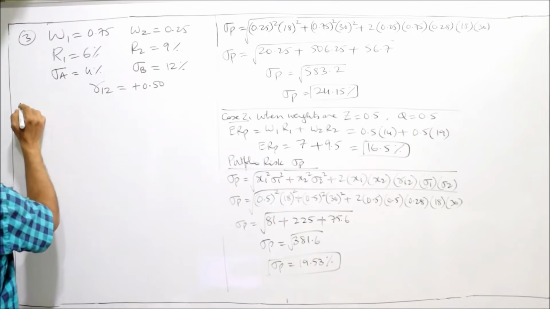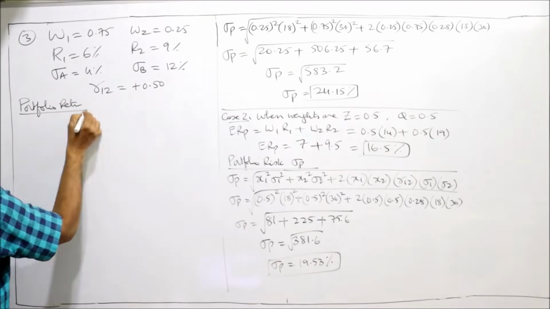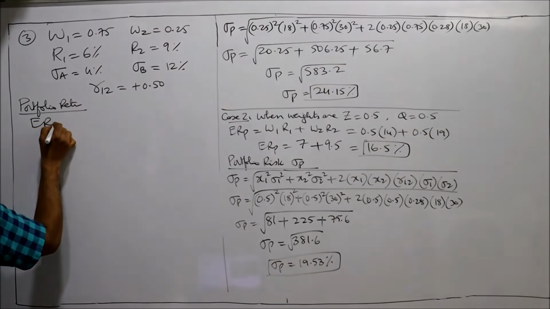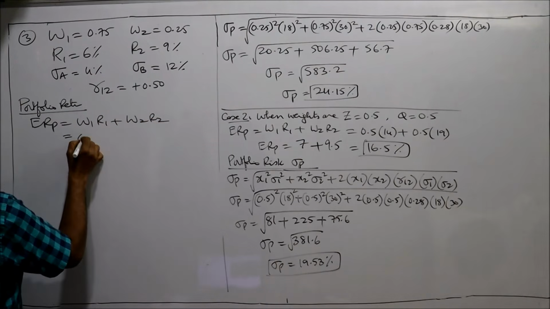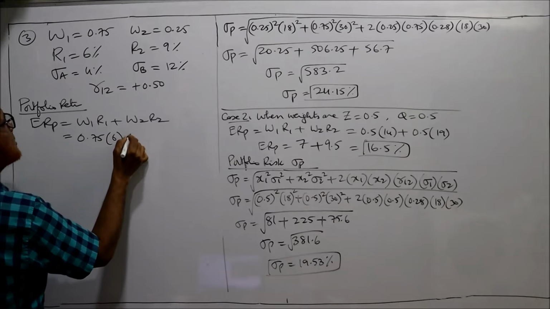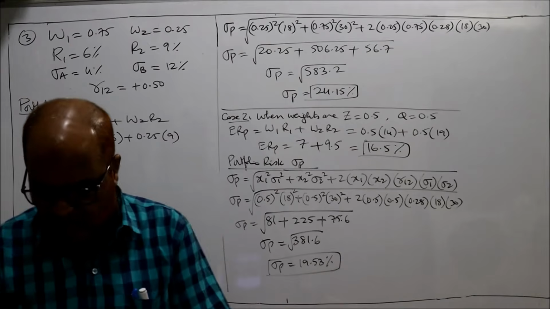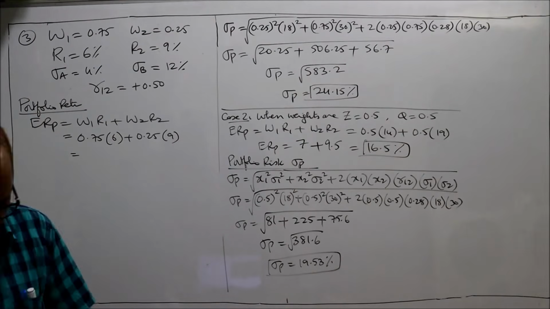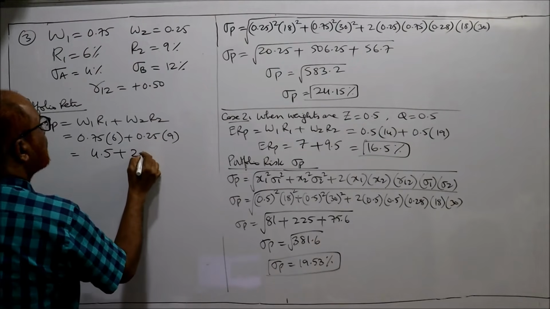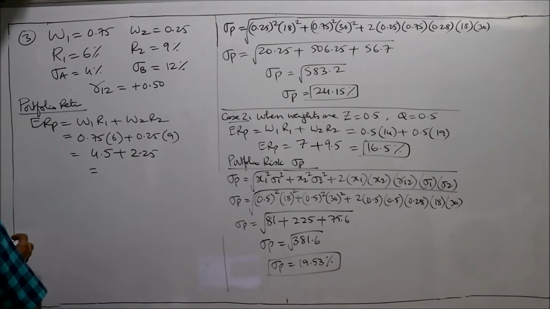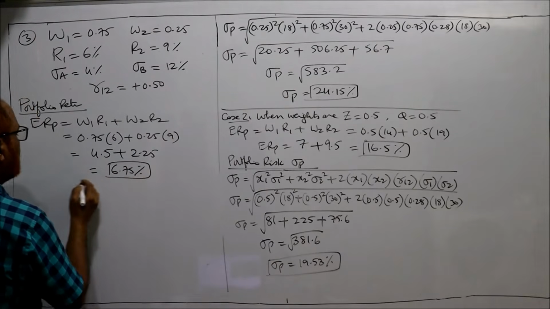So first I am writing portfolio return. Portfolio return ERP is equal to W1 R1 plus W2 R2. 0.75 into 6 plus 0.25 into 9. So 0.75 into 6 you will get 4.5, plus 0.25 into 9, 2.25. That is equal to 6.75. Got it? This is the portfolio return.